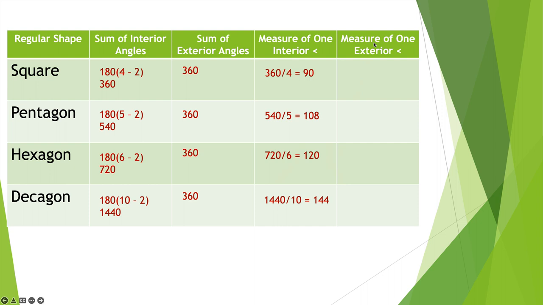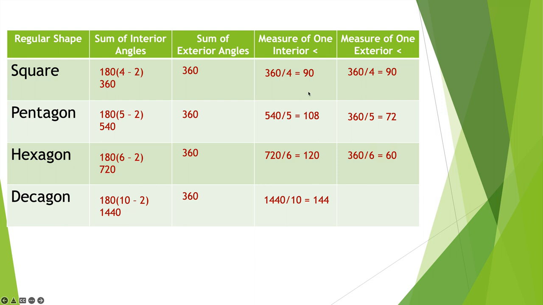Now, what's the measure of one exterior angle? Well, believe it or not, it's even easier, because the sum of the exterior angles is always 360. We just divide by the number of sides. So 360 divided by 4 is 90. 360 divided by 5 is 72. 360 divided by 6 is 60.